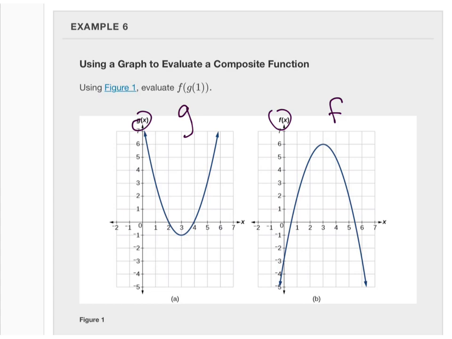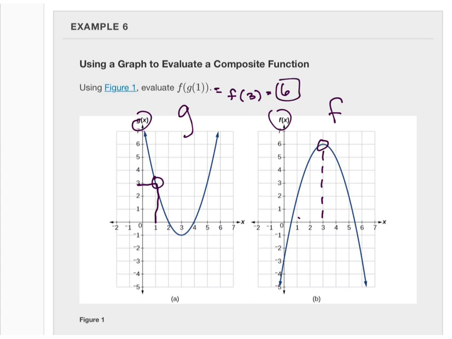We are looking for F of G of 1. Always start on the inside. So I'm going to read G of 1. That means what is the output? What is the y value when x is 1? So I go to x equals 1. G of 1 is 3. So this is equivalent to saying, what is f of 3? So now I hop over to my f picture. What is y when x is 3? y is 6. Ta-da!